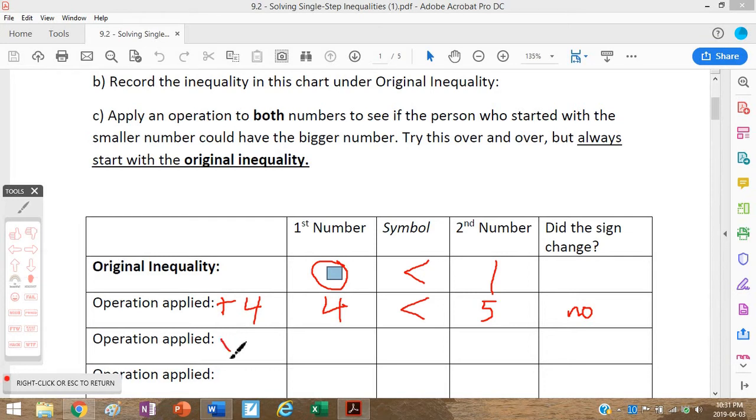Next operation. Again, we always have to go back to the original inequality. You can read that over and make sure you read the rules here. We're going to multiply by, let's pick 4. 0 times 4, still 0. 1 times 4 is 4, and guess what? Our symbol stays the same. Did the sign change? No.